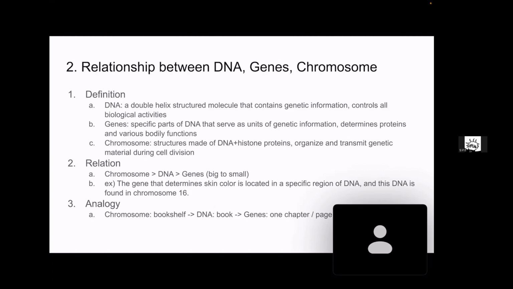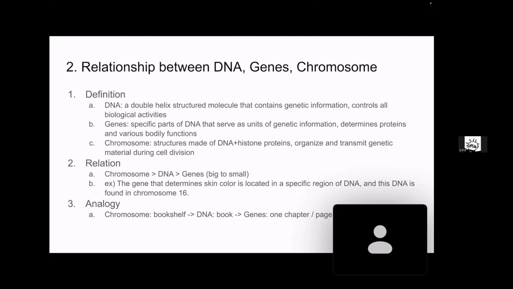The relation of these three things is that genes constitute DNA and DNA makes chromosomes. A real world example is that the gene that determines skin color is located in a specific region of DNA, and this DNA is found in chromosome 16.